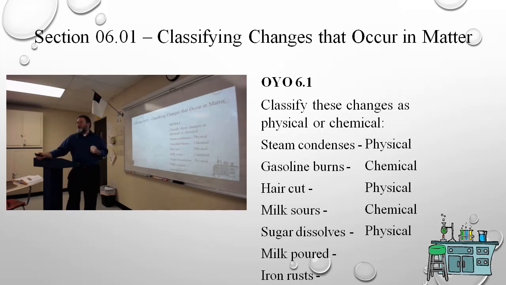Milk is poured. Physical change. It's in one container, it's poured and moved to someplace else, but it's still milk. It hasn't chemically changed into anything else. And iron rusting. Okay, I've got one of each. Anybody have a third opinion?